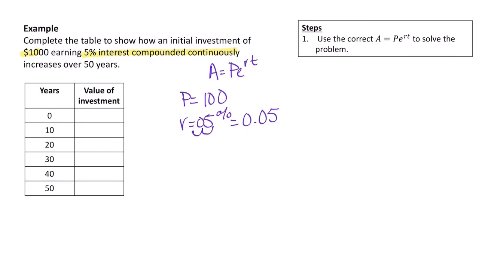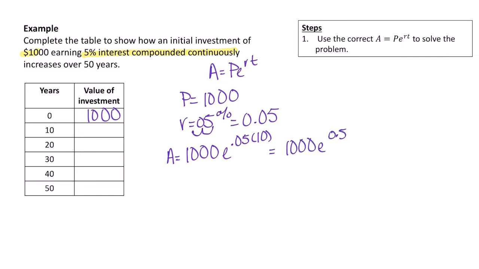So that is just going to be our original investment, which is $1,000. And then let's plug in 10 for t. So we get A equals 1,000 times e to the 0.05 times 10. That's going to be 1,000 times e to the 0.5. And when we do that on our calculator, let's round to dollars and cents, so that's going to be $1,648.72. So we can fill in our table.